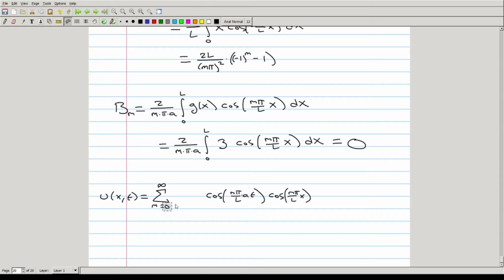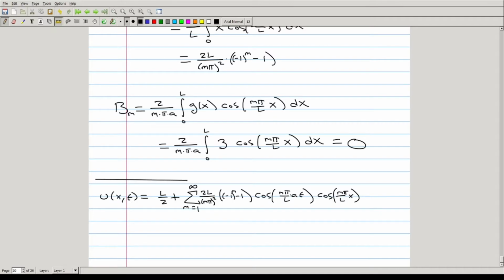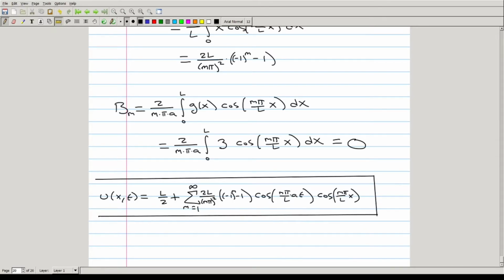And I'll split this up into 2 parts. Sum from m equals 1 to infinity of 2L over m pi squared, and negative 1 to the m minus 1, plus our A naught, which is L over 2. And there you have it. This is the general solution to the 1D wave equation for these specific initial conditions.